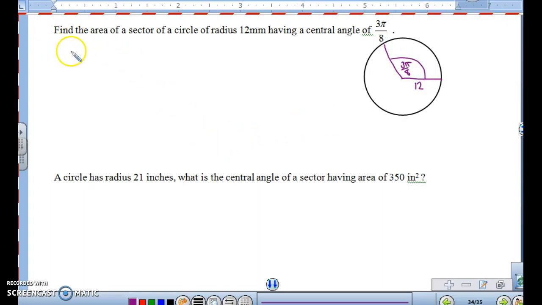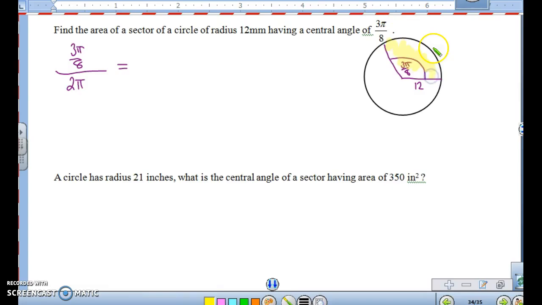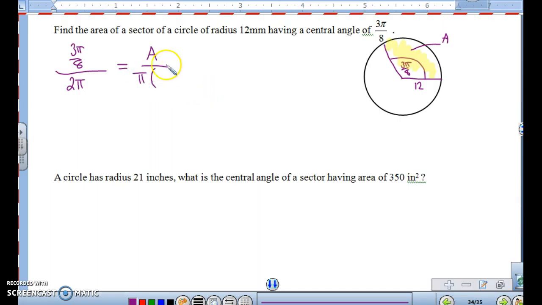Okay, so let's figure out what the area is. All right, for the angle, it's going to be the part, 3 pi over 8, over the whole. Since this is in radians, the whole would be 2 pi. Equals the part of the area, that's what we're looking for. We're looking for the area of the sector, which would be A, over the area of the whole circle, which would be pi r squared. And r is going to be 12.